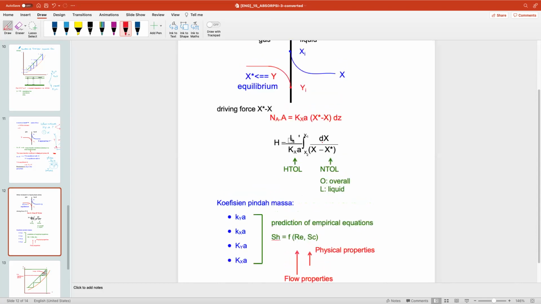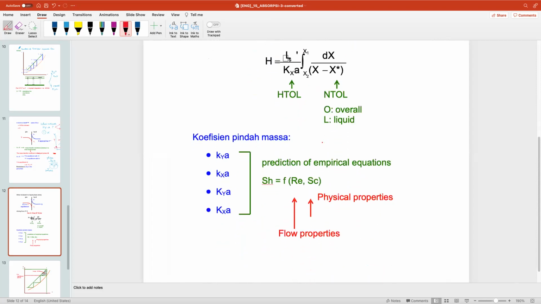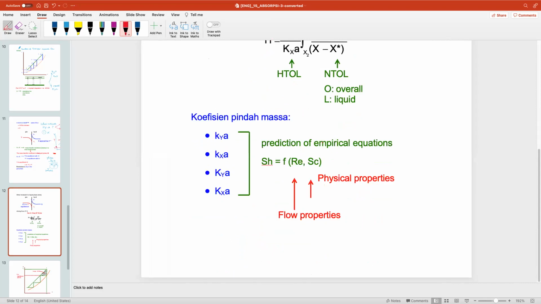Right, so as an addition on the mass transfer coefficients, you should know there is a small KYA, a small KXA, a capital KYA and a capital KXA, and all of this is defined by the vendors. It's predicted and based on experiments, and we can get the value after we do certain experiments. From those experiments an empirical equation is made, and usually it is a function of the Sherwood number, or also a function of the Reynolds number and the Schmidt number. The Reynolds number is from the flow properties, and the Schmidt number is from the physical properties.